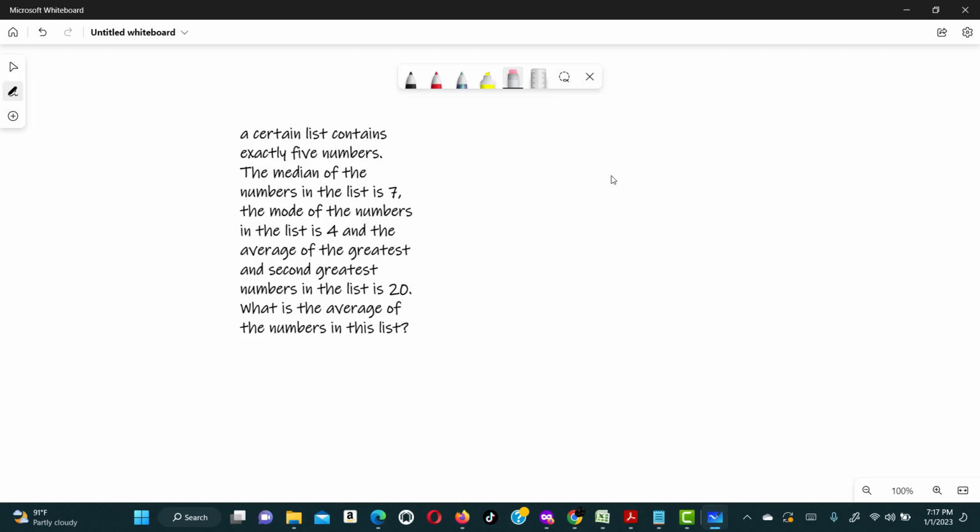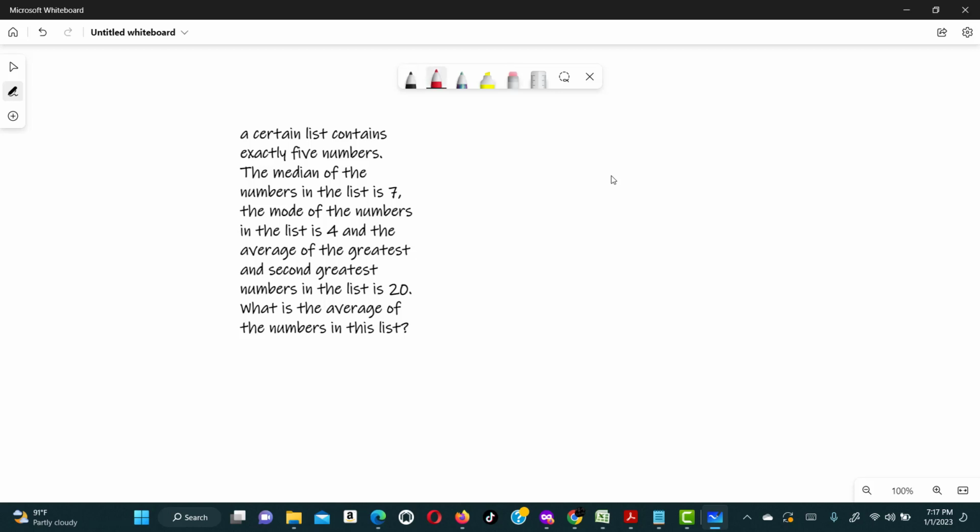So in this question, it's asking the average of certain numbers in a list. The list contains exactly 5 numbers. The median of the numbers in the list is 7. The mode of the numbers in the list is 4. And the average of the greatest and the second greatest numbers in the list is 20.